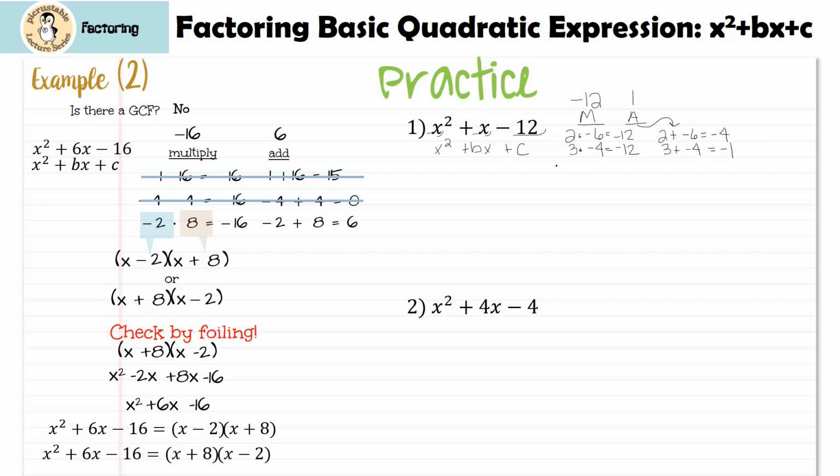So let's change our signs. This time, we're going to say negative 3 times 4 equals negative 12. Negative 3 plus 4, well, guess what? That equals our 1, and we're almost done.